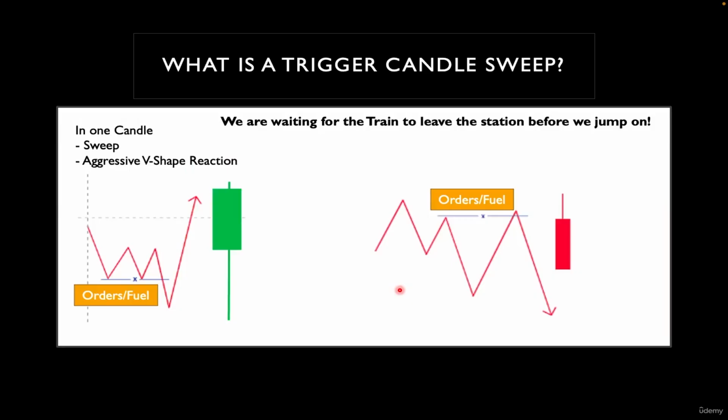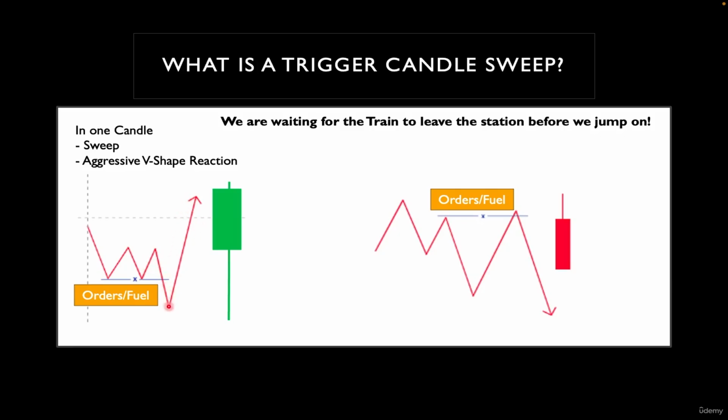So let's just go into the logic of a trigger candle sweep and why we are going to use it for our entry. So below lows and above highs, we have resting orders, sometimes known as liquidity. And the scenario we want to see is a sweep into those orders which reacts and provides fuel for a move in the opposite direction.